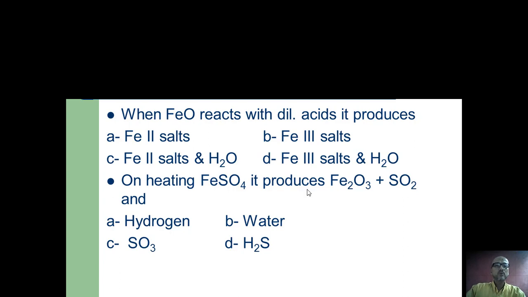Next point, on heating iron 2 sulfate, it produces iron 3 oxide, hematite, plus SO2 and another gas. Is it hydrogen, or water, or sulfur trioxide, or hydrogen sulfide? The correct answer is, excellent, C, SO3, sulfur trioxide.